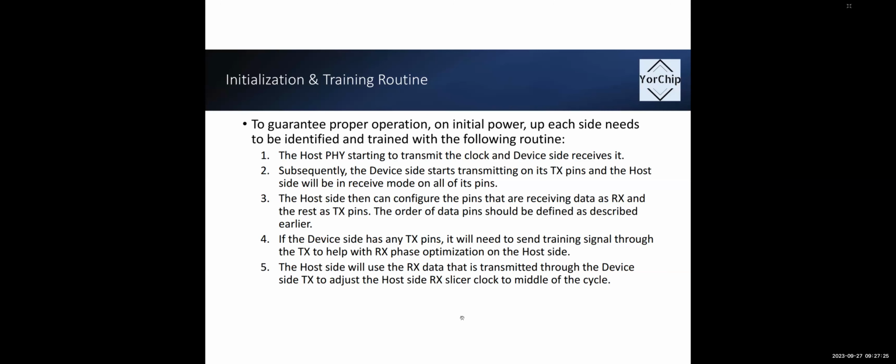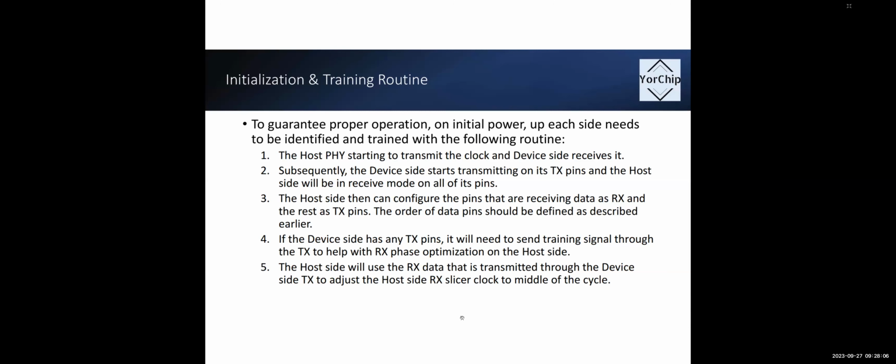So now if the device side has any TX pins, it will need to send signals to help the RX phase optimization. One thing I forgot to mention: the clock going from host to device would have a 90-degree phase offset, and this is dual edge signaling. With the 90-degree phase offset, the assumption is you can use the clock at face value. If everything is synchronous at the input of your device side, you can use the clock you're receiving to recover the data.